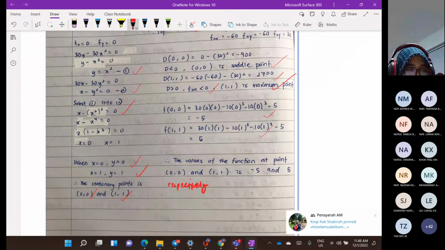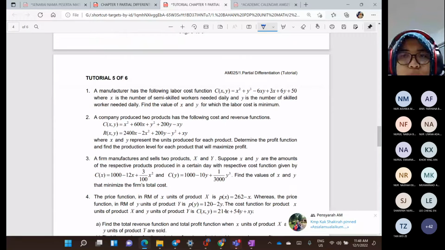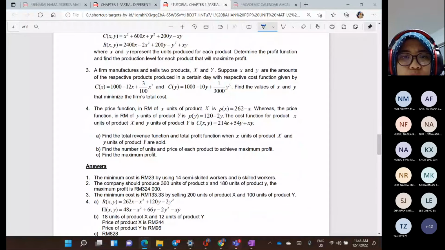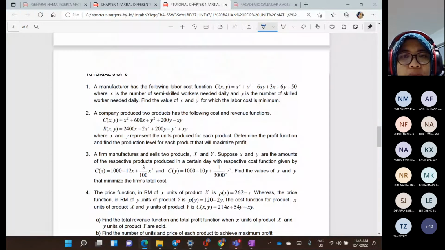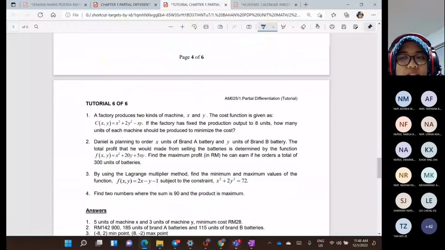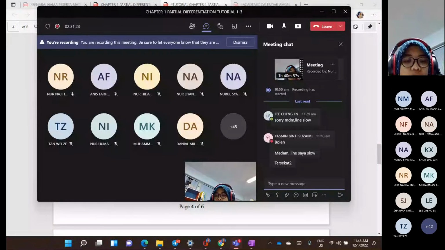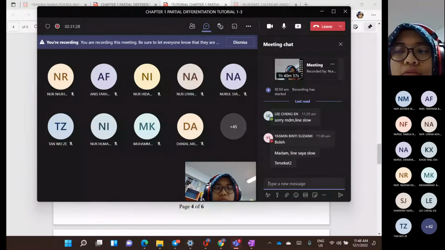Alright, settle. Tutup 4. Kalau kita tengok tutor 5, tutor 5 kita dah masuk application. Okay, 5 and 6, kita akan continue kelas kita hari Sabtu ni. So before we stop our class, ada soalan nak tanya? Ada soalan nak tanya?